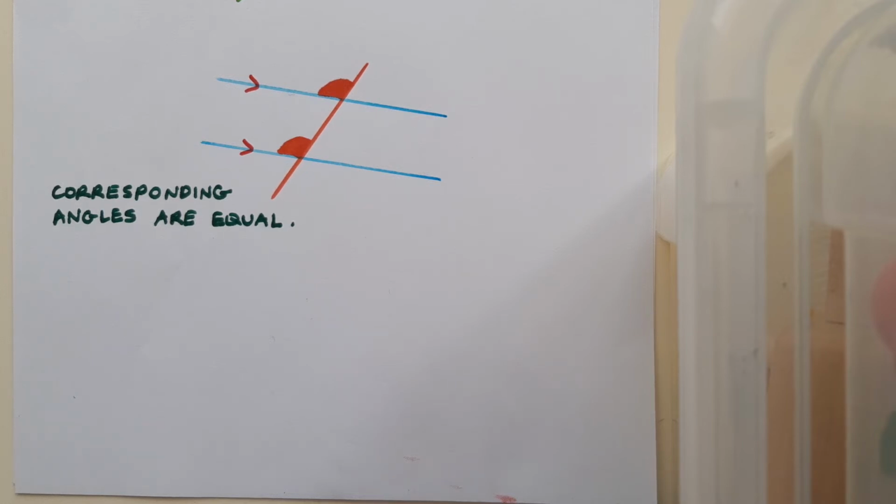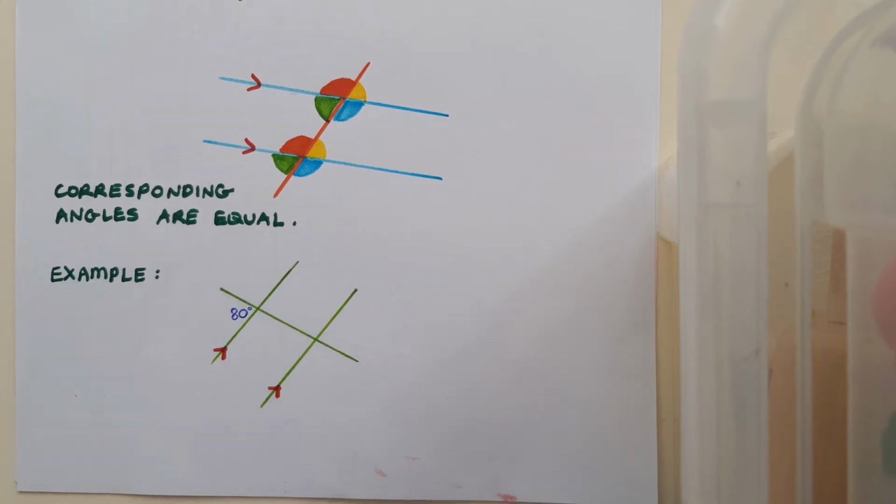Take a moment to see if you can identify any other pairs of corresponding angles in this diagram. These two angles shaded in green are also corresponding angles. Can you see them anywhere else? The angles shaded in yellow are also corresponding angles. They're equal in size. And the last pair are pretty obvious. The angles shaded in blue are also corresponding angles.